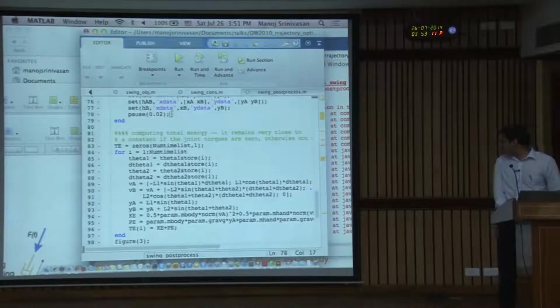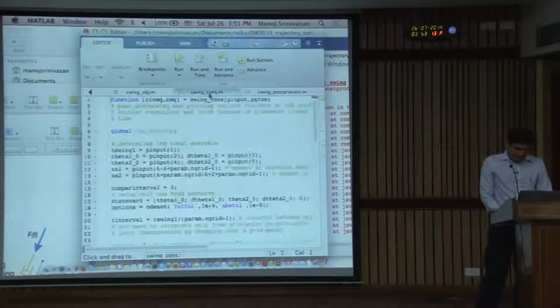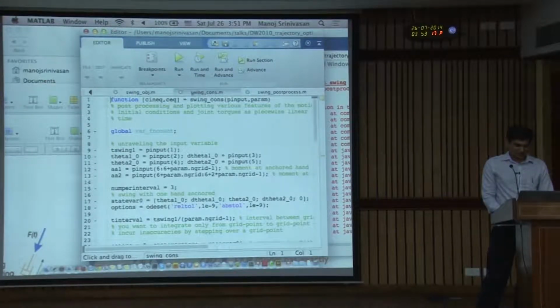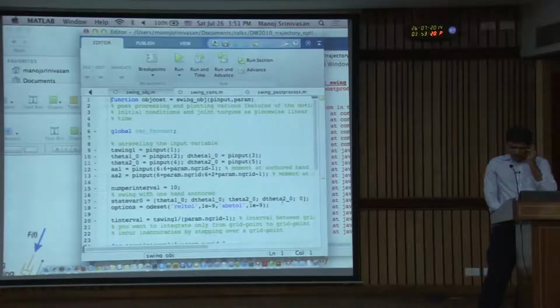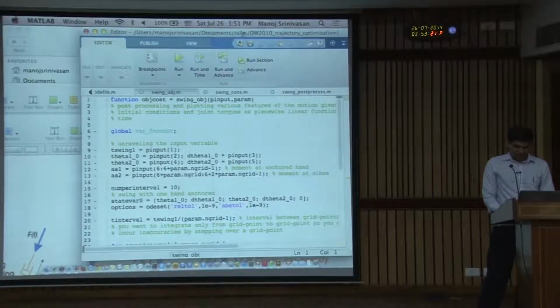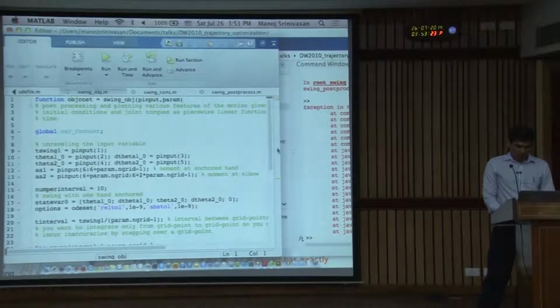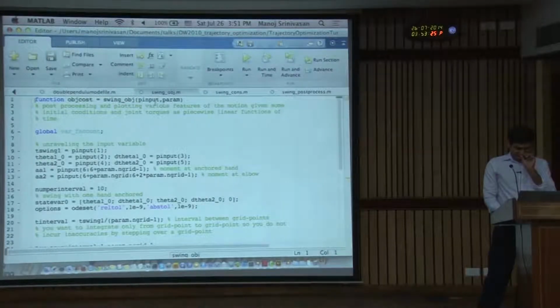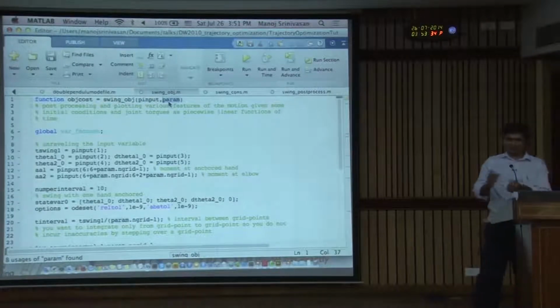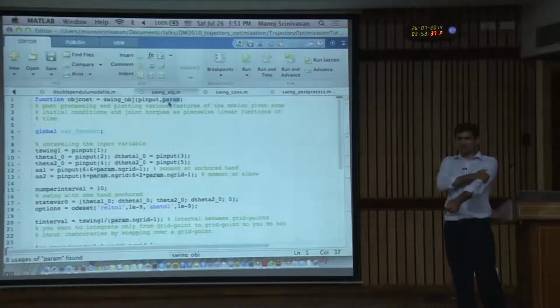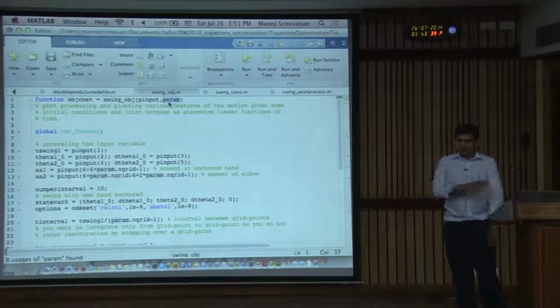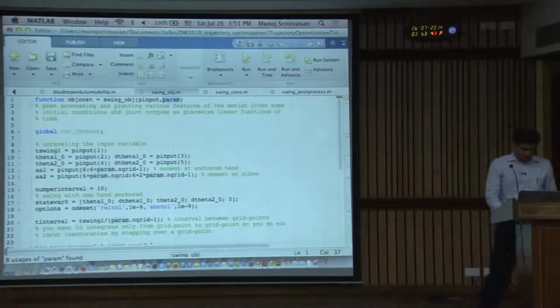Yeah, okay. So there are three functions. This is the objective function, and this is the constraint function. And the objective function, let's just briefly look at its structure. It again has this input, which is P input, which is the thing that we would like to find the correct values for, the optimal values for. And param is just some list of parameters like the mass of the arm, mass of the body, various other things.